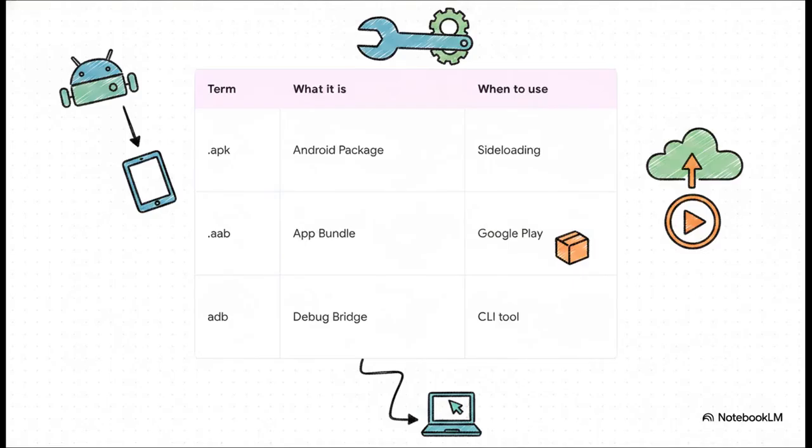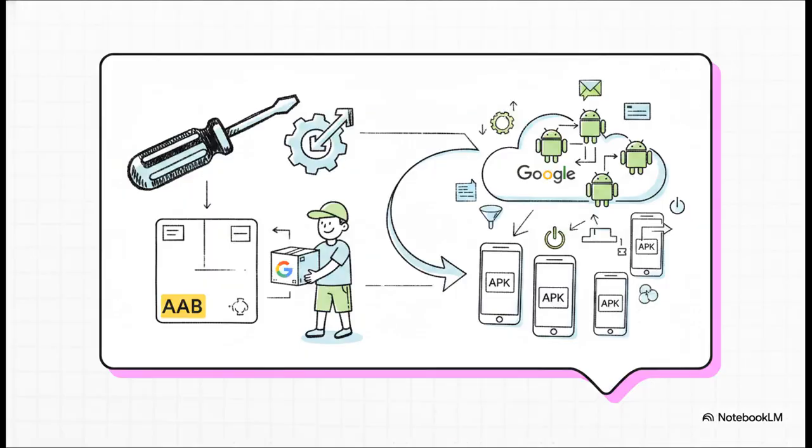Depending on your end goal, Gradle creates very specific outputs. Say you're sideloading or testing locally, well, you're going to want an APK, which is the actual installable Android package. But if you're uploading to the Google Play console, you use an AAB, which is an Android app bundle. And the tool you use to actually push that APK onto a physical device from your command line, that's ADB, the Android Debug Bridge.